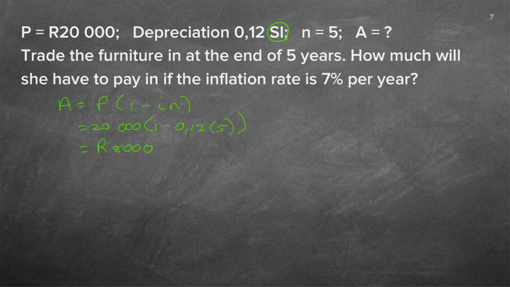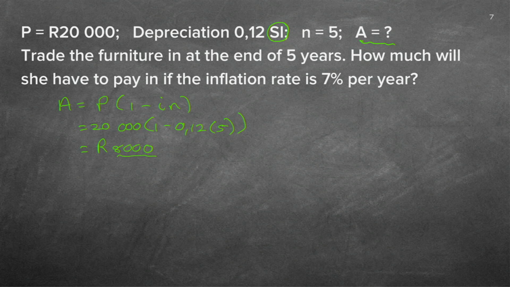Let's just see. What does this mean? There was your question. What was this worth in the end? 8,000. What did she start off with? She bought it for 20,000. That makes sense because it's a very high rate of depreciation, 12%. So after those 5 years, it's only worth 8,000 Rand. Good.